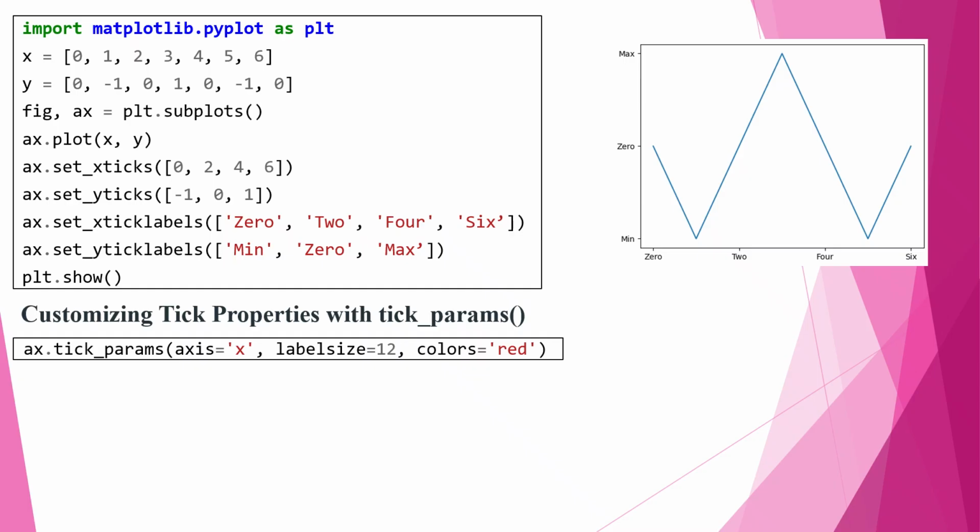and ax.set_yticks. Then these numeric values are replaced with meaningful text labels using ax.set_xticklabels and ax.set_yticklabels such as 0, 2, minimum and max. This improves the clarity of the graph and makes it easier to understand. Finally, plt.show is used to display the plot.